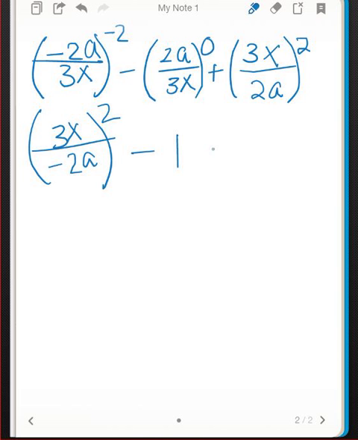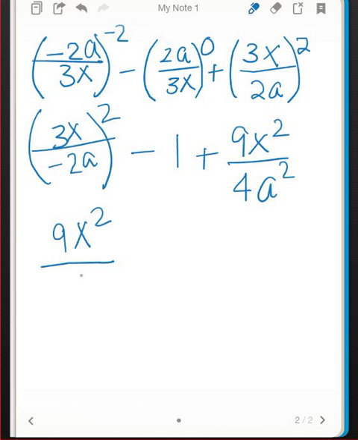And we can go ahead and square everything in this third term. So 3 squared is 9, x squared is x squared, 2 squared is 4, and a squared is a squared. And we're going to do the same thing with the first term here. We're going to square everything that's inside the parentheses. So 3 squared is 9, x squared is x squared, negative 2 squared, negative 2 times negative 2 is positive 4, and then a squared. So I'm just going to copy down the rest of the problem.